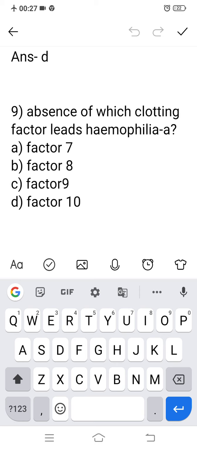So what do you mean by hemophilia? Hemophilia is a genetic disorder in which excessive bleeding occurs in our body. So bleeding is not prevented. Irregular bleeding occurs from any side of the body. So option B, factor 8, is the right answer.